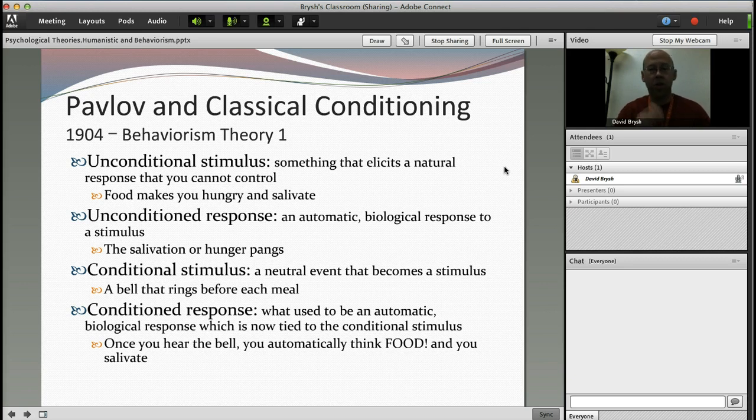Now, you can be trained, though, to have a response to any kind of stimulus, and that's called conditioning. So a conditioned stimulus is what used to be something neutral that eventually will become a stimulus.